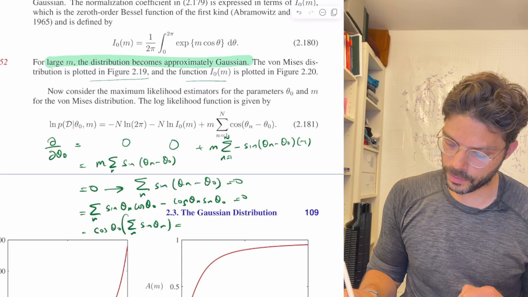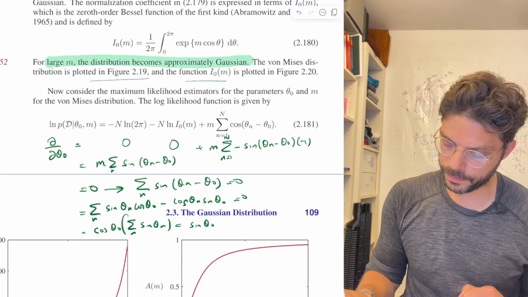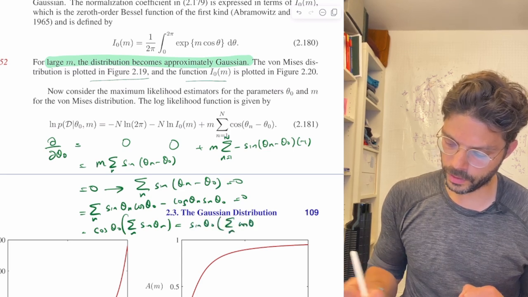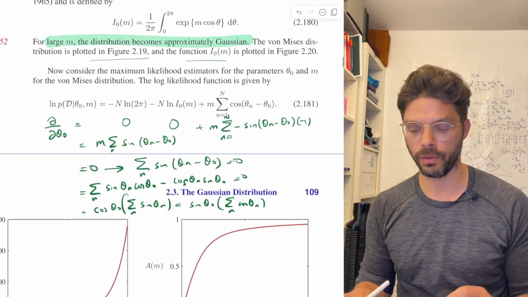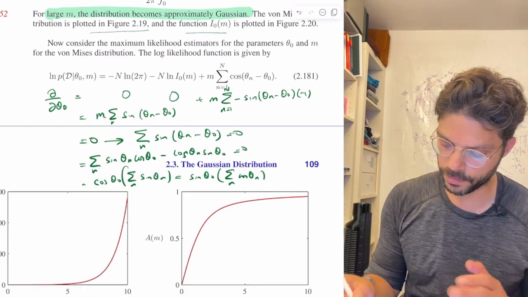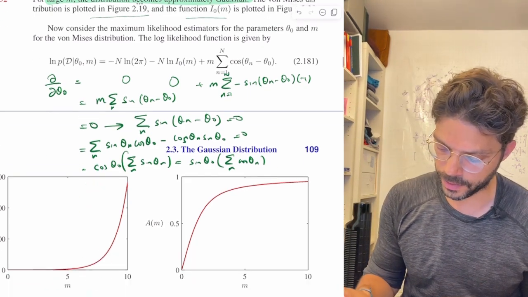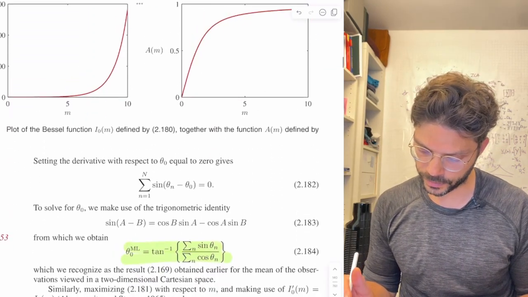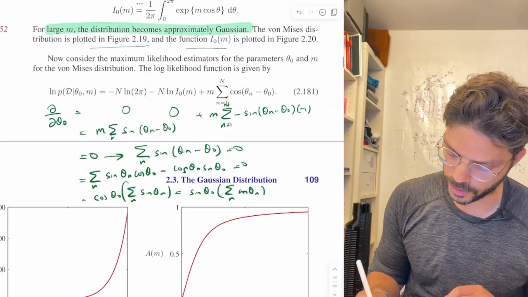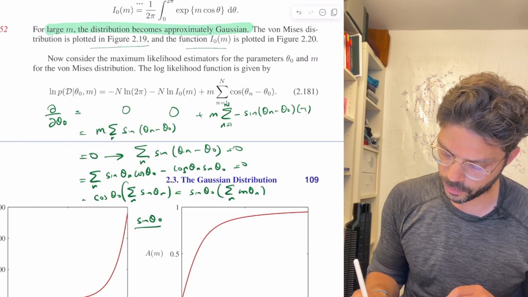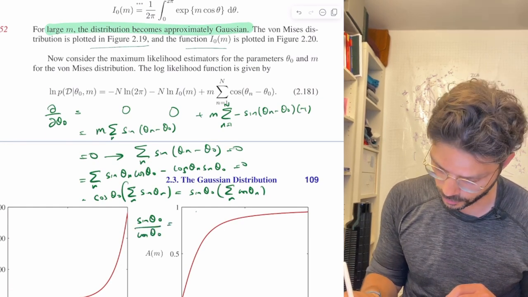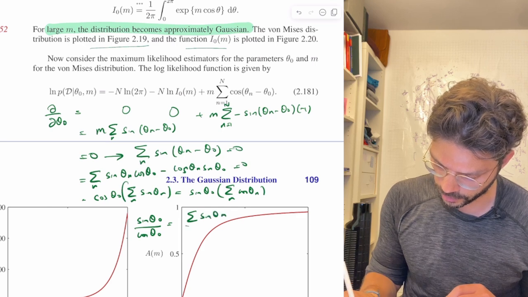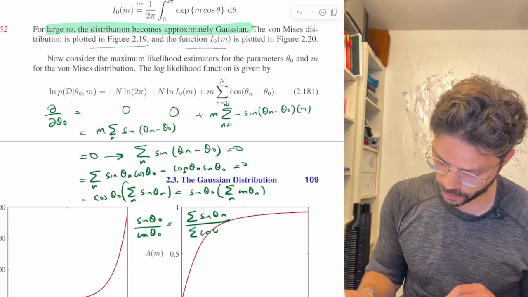sine theta naught times the sum of cosine theta n. Right? And now we're going to rearrange. So we're going to divide. So then we'll end up getting, I think, has he already written it here? No, let's just do it. So it's going to be sine theta naught over cosine theta naught is going to equal the sum on n of sine theta n over the sum on n of cosine theta n.